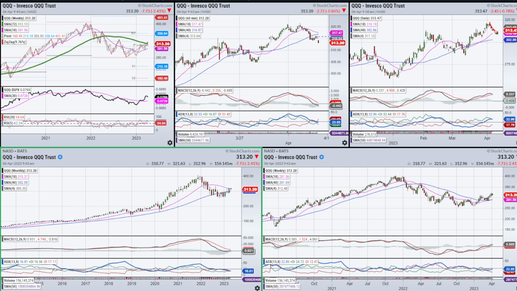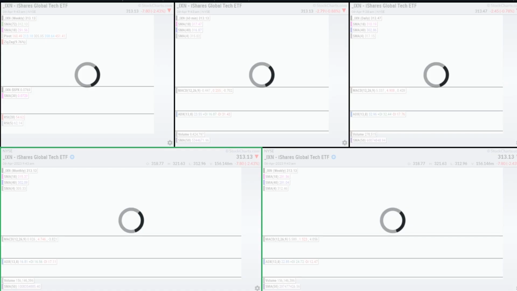Now, if it can hold here, make a pivot low at the 18 or higher, then I'd start to feel a little bit better about its chances of actually maybe making a little bit more of a longer move to the upside. Let's look at the IXN though.